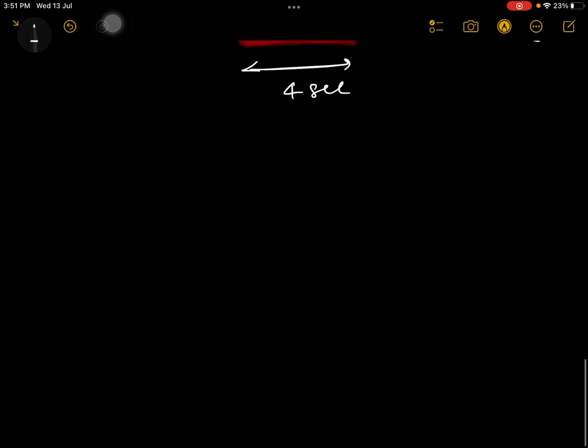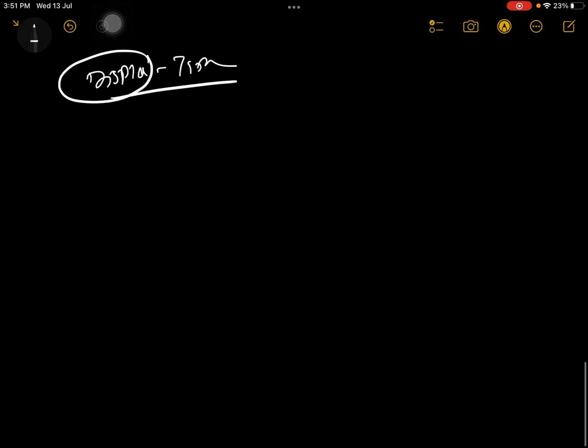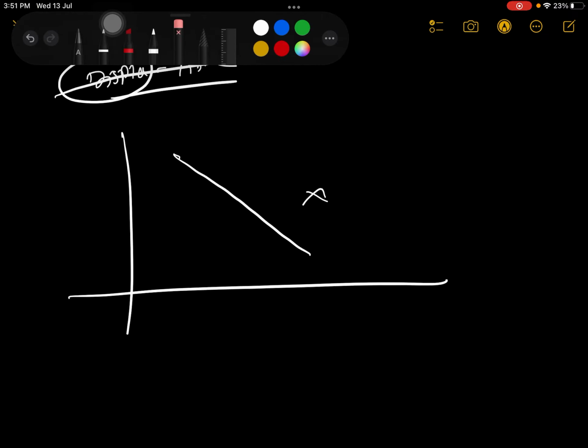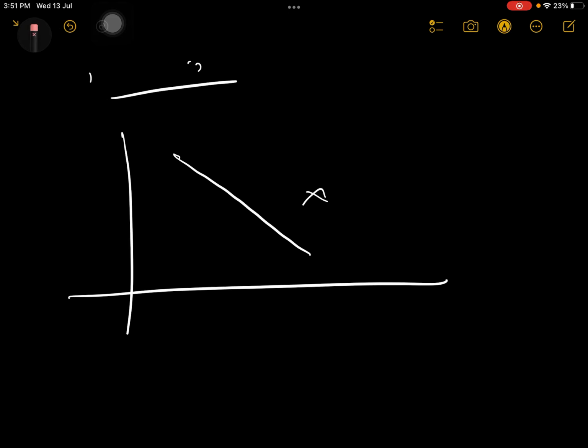Now we'll go for a different type of displacement time graph. Distance time graph. So this graph is, remember, you cannot have this kind of graph. Oh, very sorry, we are discussing speed time graph. I'm sorry. We are discussing speed time graph.